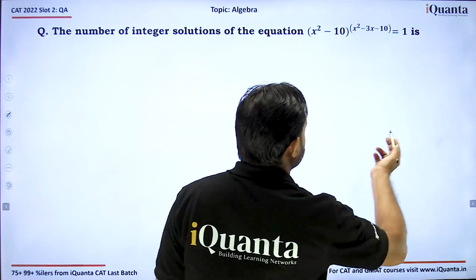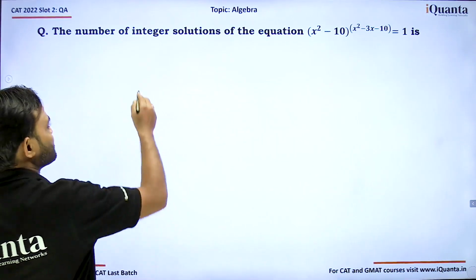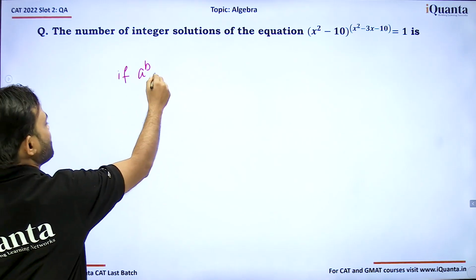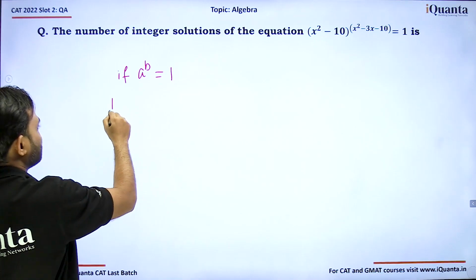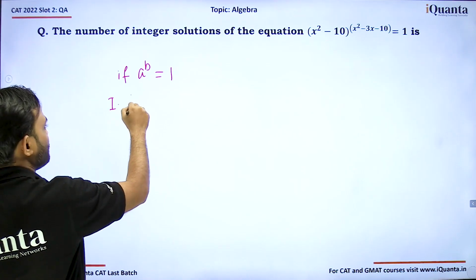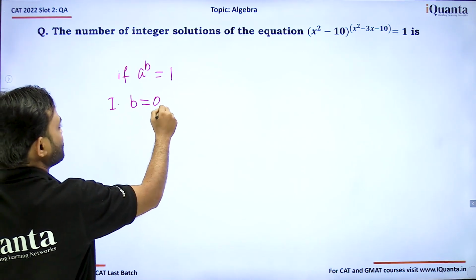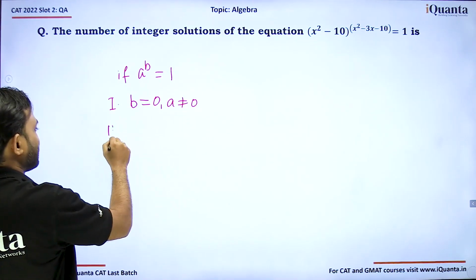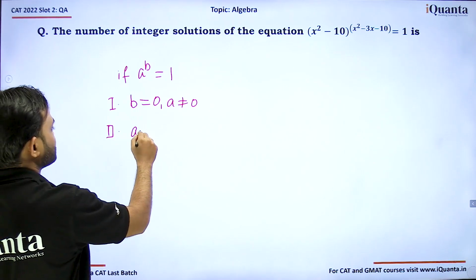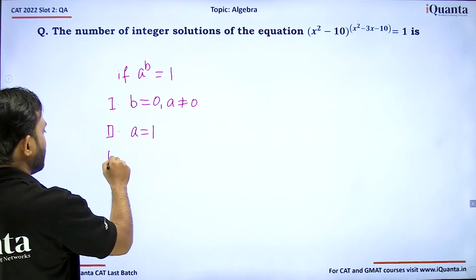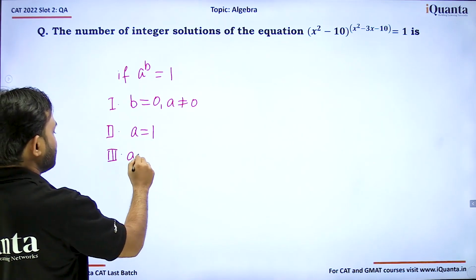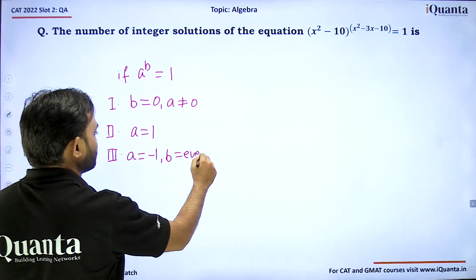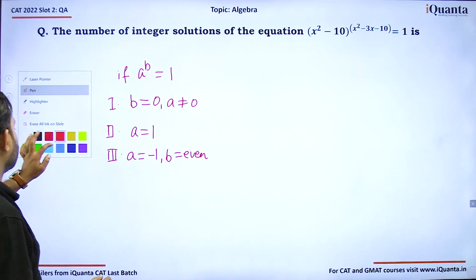So to solve these type of questions, a very basic concept is required, which is if a to the power b is equal to 1, then 3 different cases are possible. When b is equal to 0, a is not equal to 0. Second, when a is equal to 1, and third, when a is equal to minus 1 and b is even. So now let's try to apply this.